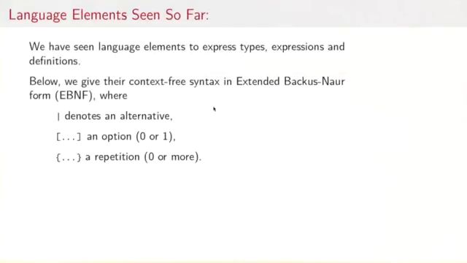In fact, there's a standard way to describe elements like that with a grammar, and one of the most commonly used notations for such a grammar is called extended Backus-Naur form. So in that extended Backus-Naur form, a vertical bar would denote an alternative, brackets would denote an optional element, 0 or 1 occurrences of an element, and braces would denote a repetition, 0 or more occurrences of an element.